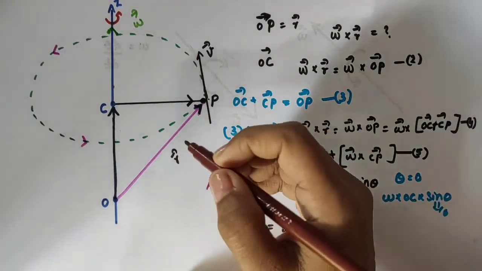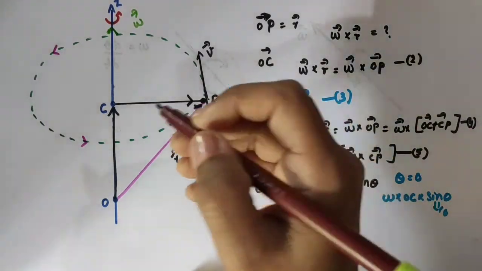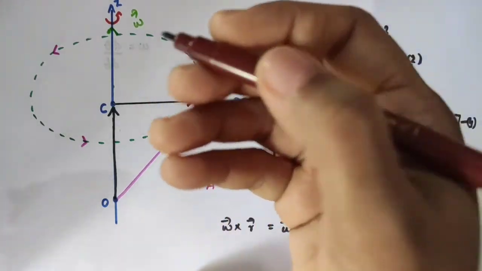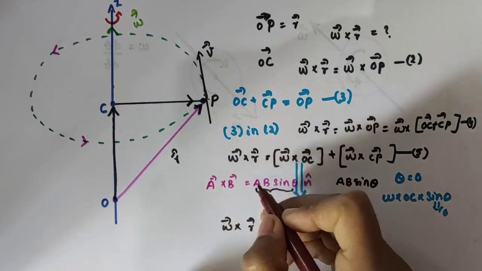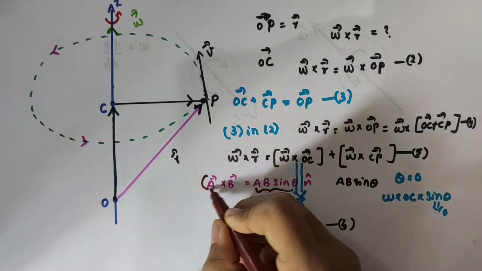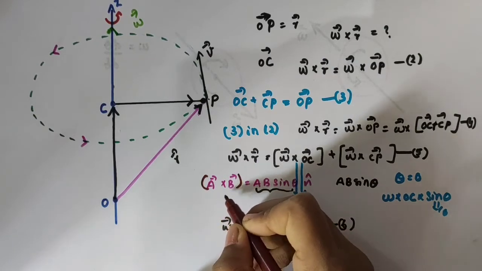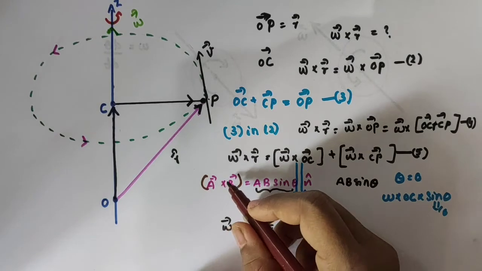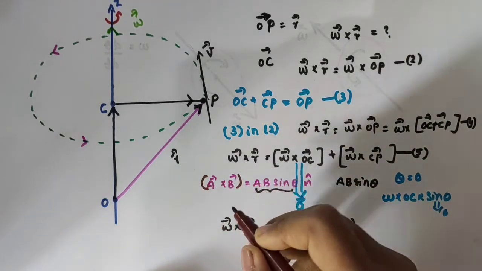We have discussed the vector product or cross product in our previous video, and I will provide the link in the description box. If you want, you can watch that. There we have seen that vector A cross B is equal to AB sin theta into n cap. The product vector A cross B is a vector quantity, and it will be perpendicular to both vector A and vector B, or the plane containing vector A and vector B.